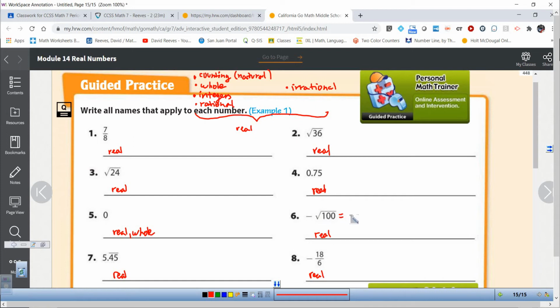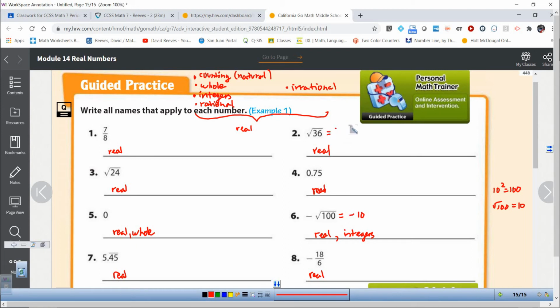I have the negative square root of 100. But what's the square root of 100? It's 10, right, guys? Because again, 10 squared is 100. So the square root of 100 is 10. So this one right here is also going to be a whole number. All right, actually not a whole number, my bad, because it has a negative in front of it. What was I thinking? It's going to be an integer because integers are whole numbers and their opposites. So negative 10 is not a whole number. 10 is a whole number. Negative 10 is an integer.